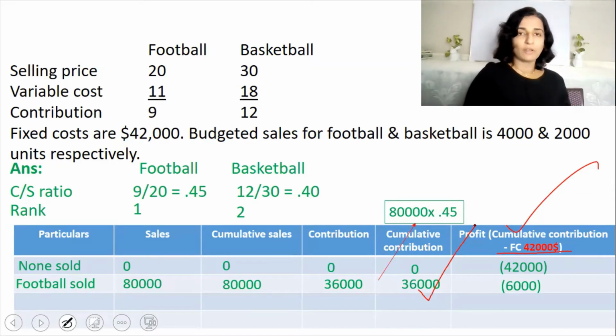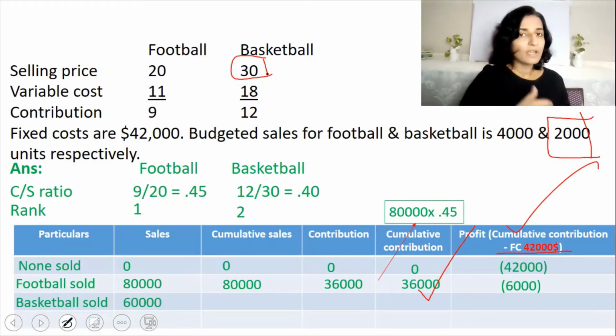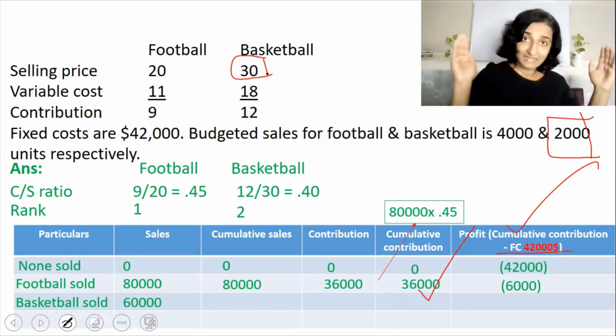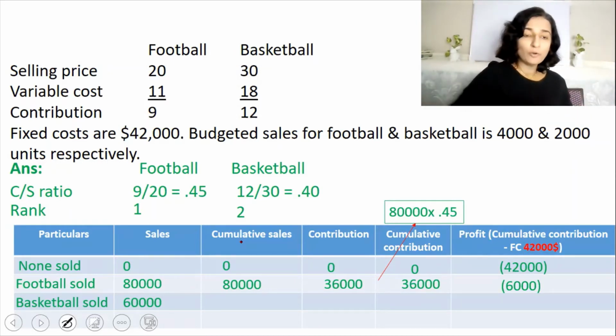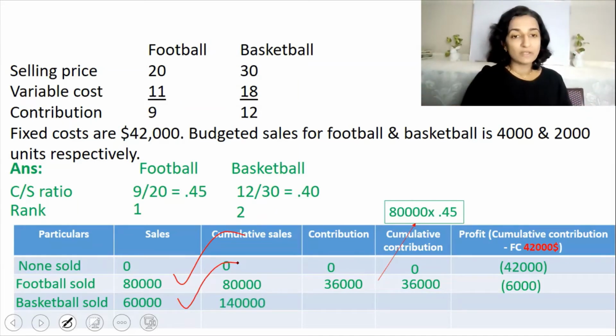Now coming to the next product. Now we are going to sell basketballs. So what is the sales value of basketball? The total budgeted sales of basketball is 2,000 units and per unit it is $30. So the sales becomes 2,000 into 30 or $60,000. And what is the cumulative sales? Cumulative sales is the total sales. So we've already sold the football for $80,000 and now we are selling basketball for $60,000. So what is the total sales? It is 80,000 plus 60,000 or the cumulative sales is $140,000.